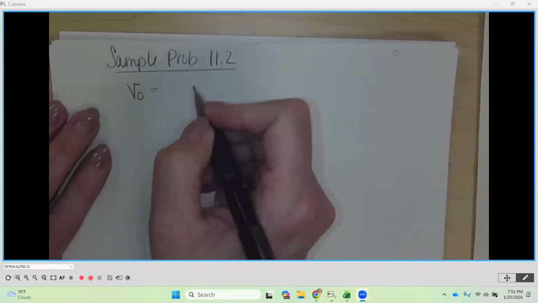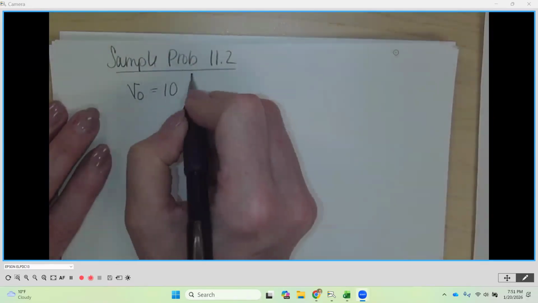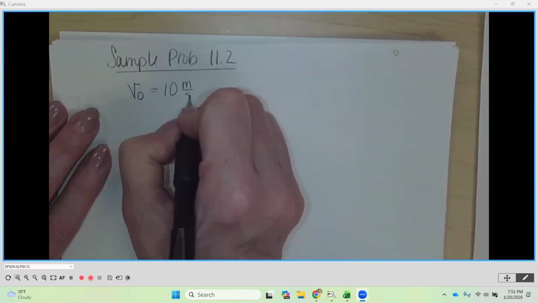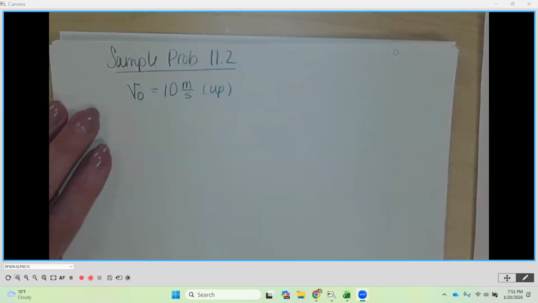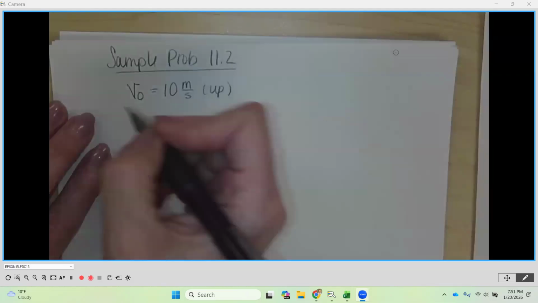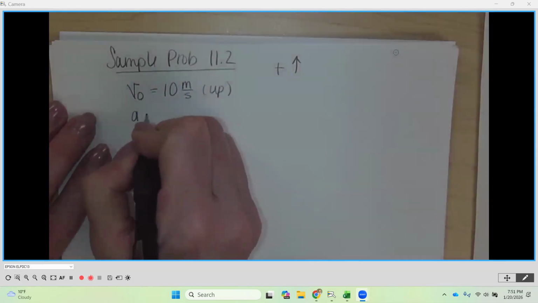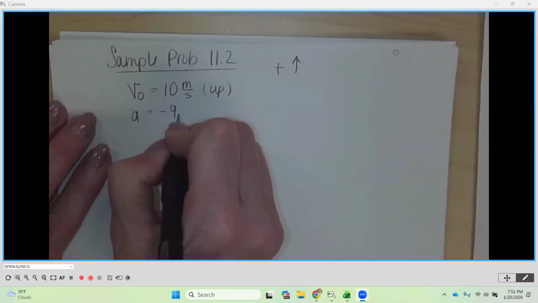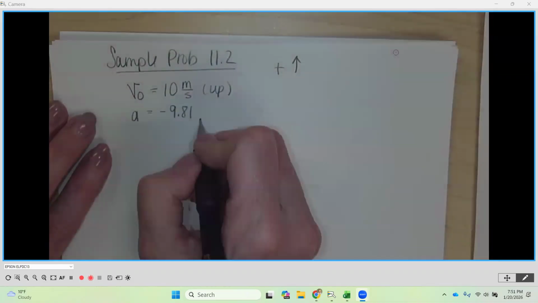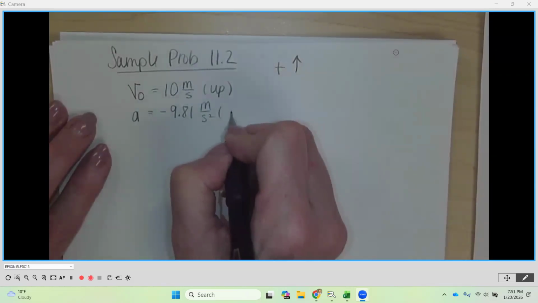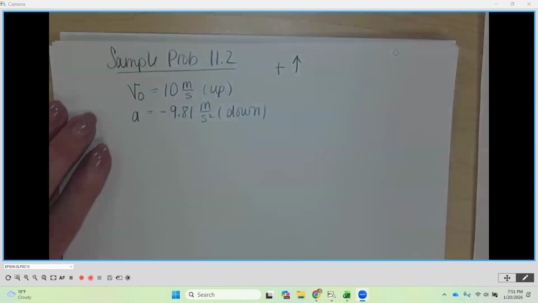Okay. So our original velocity that we start out as is going to be 10 meters per second, and that's going to be going up. Now, up is going to be the positive convention for this problem. So since that's the case, our acceleration due to gravity is going to be a negative 9.81 meters per second squared because it's directed down. So that's going to be given.